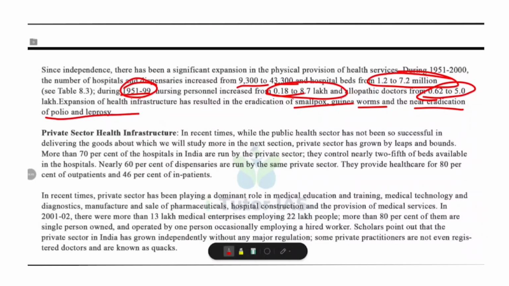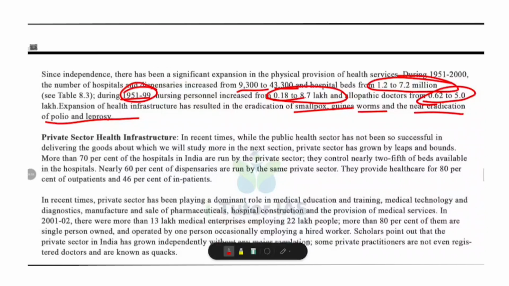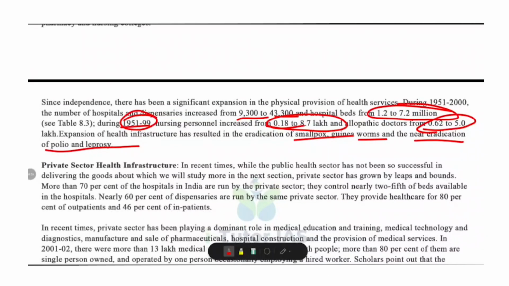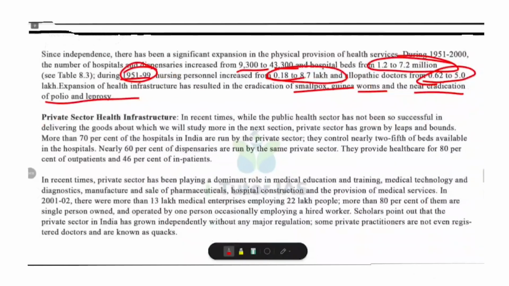So you can link health infrastructure to human development, rural urban disparities and social welfare programs in your mains answers. And data from 1951 to 2000 provides a strong historical perspective to highlight the progress.